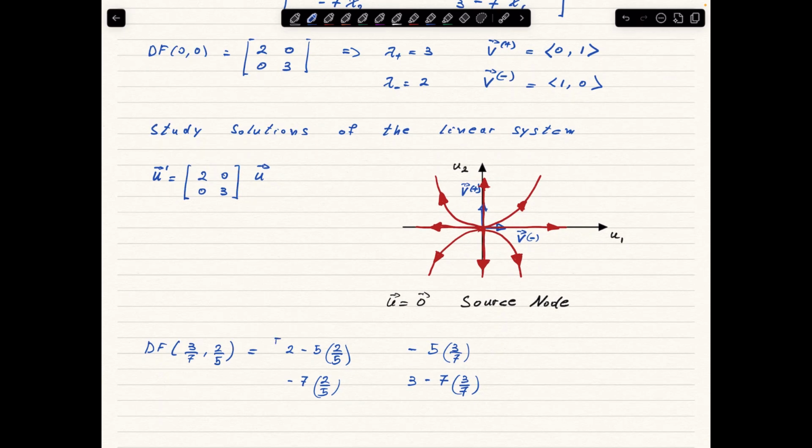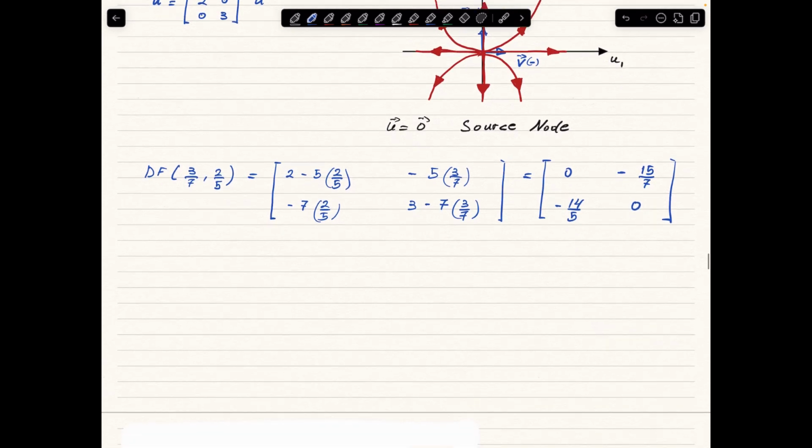Alright, this is our derivative matrix, but notice that here the 5s cancel out and then the 2s, so this is a 0. Over here we have a 15/7, here we have minus 14/5, and here again 0. So a coefficient matrix like that.